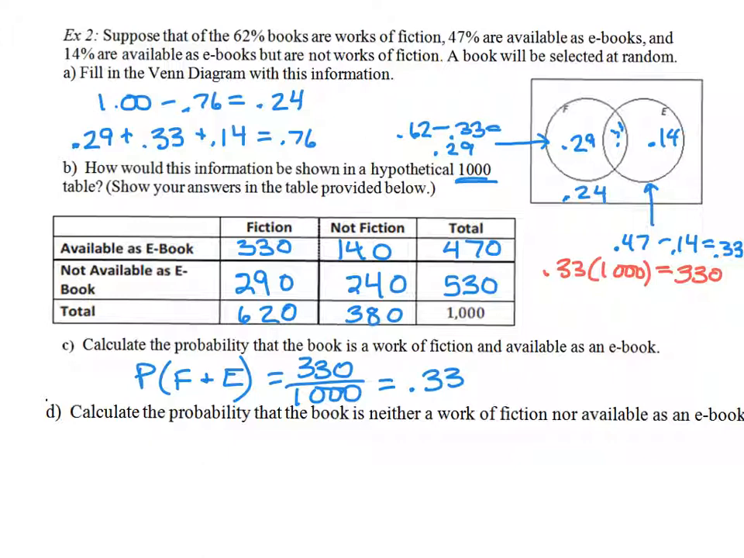For the last part, let's calculate the probability that the book is neither a work of fiction nor available as an ebook. That's going to be the not fiction together with the not available as ebook. So that's 240 out of 1,000, which is 0.24. And again, looking at my Venn diagram, that's the decimal that I found outside of both of the circles.